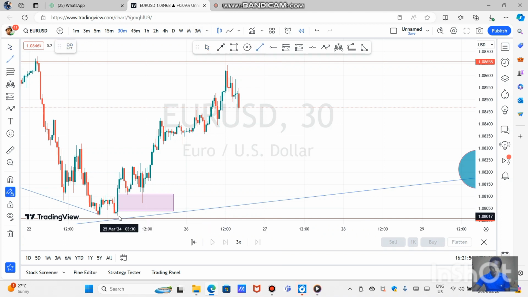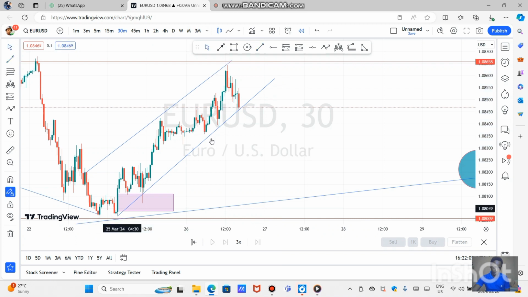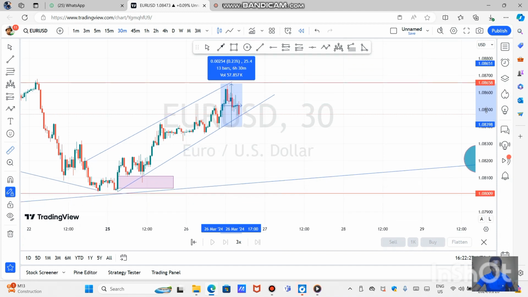Now let us mark our beautiful uptrend here. The first touch, we have a second touch, we have a third, we have a fourth touch. On the third touch, we should have bought here to this. These are so many pips. Let me calculate these pips here. You see, those are 25 pips. 25 pips are too much.